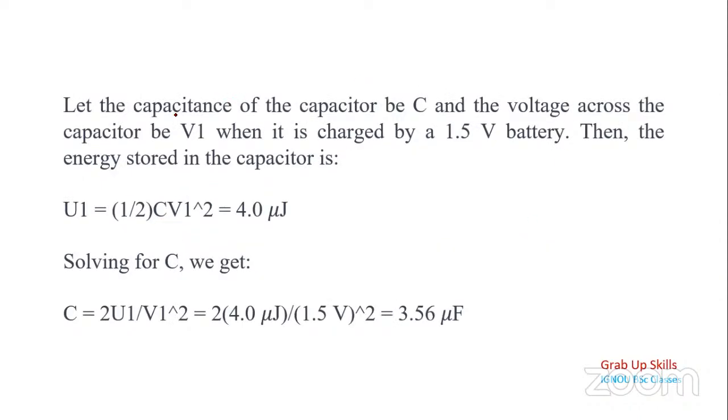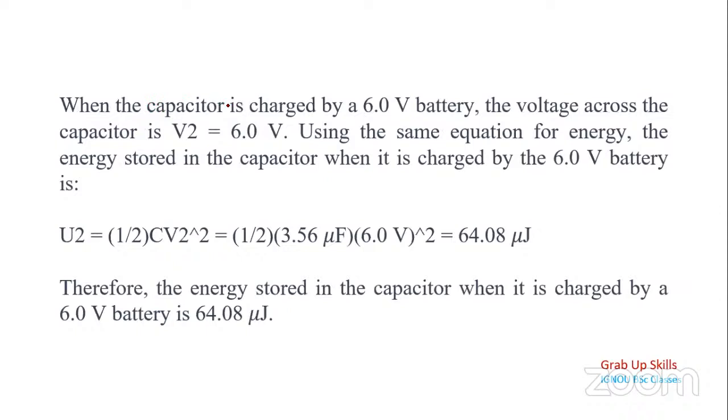So now let the capacitance of the capacitor be C. The voltage we will consider as V1 when it is charged by a 1.5-volt battery, right? So what would be the energy stored in the capacitor then? Just substitute the value here, and you would be getting 4.0 millijoules. Now solving for C by looking at this equation, we will get this value 3.56, right?